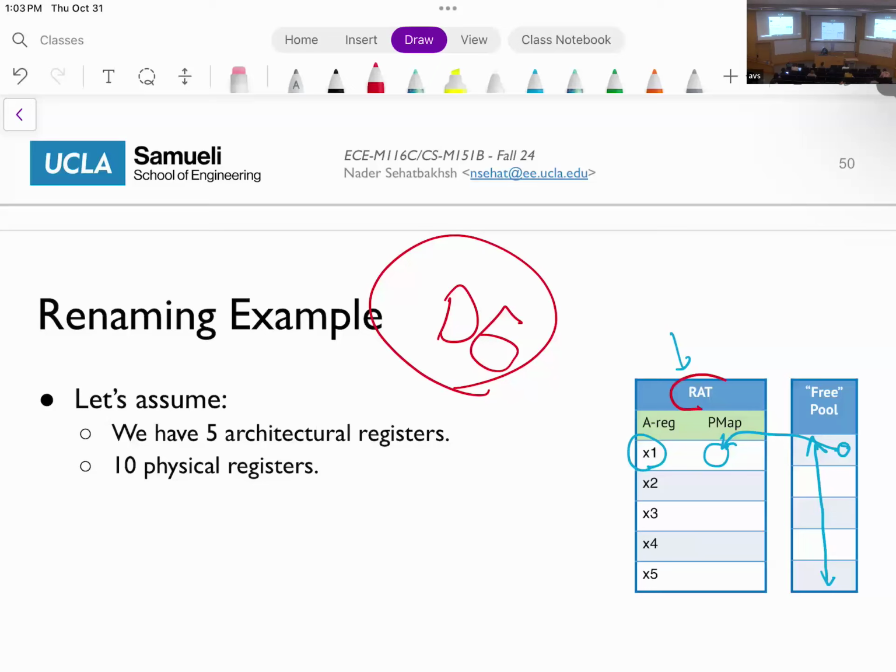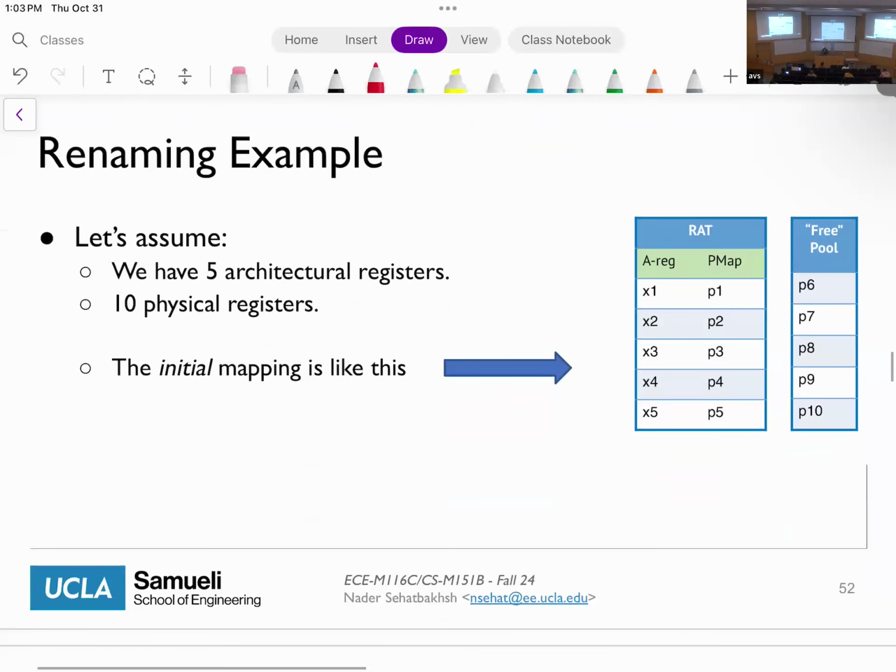So we're going to have a table called the register alias table, RAT. I'm going to have a free pool, all right? I'm going to start with some initial mapping, okay? Usually when the system boots up, we do some mapping. Let's say, for example, I map x1 to p1, x2 with p2, x3 with p3, x4 with p4, and x5 with p5, okay? By the way, the notation we're going to use for physical registers is p. This is how we distinguish between architectural registers, which we show with x, and physical registers, which we show with p.